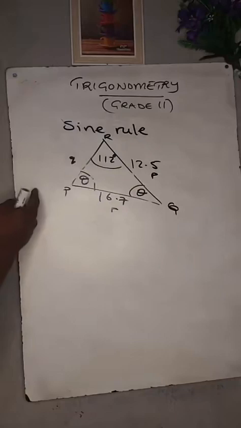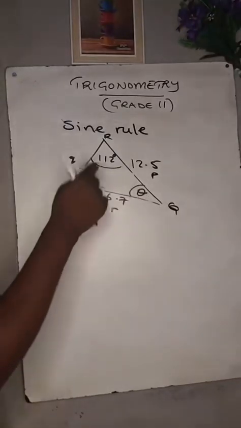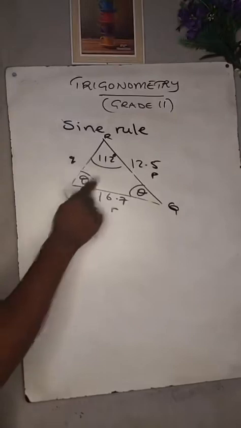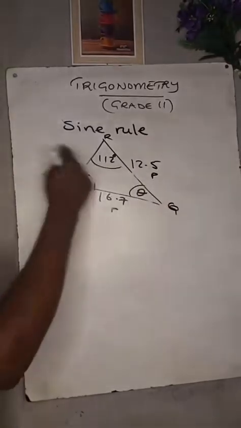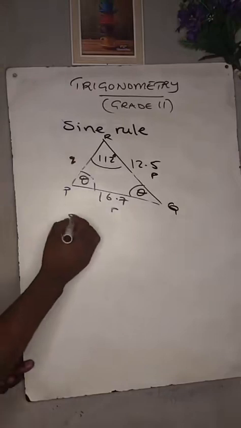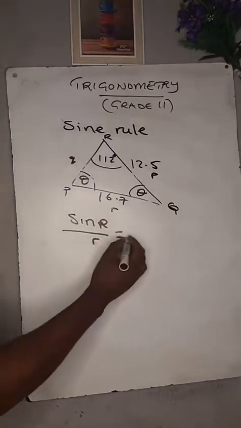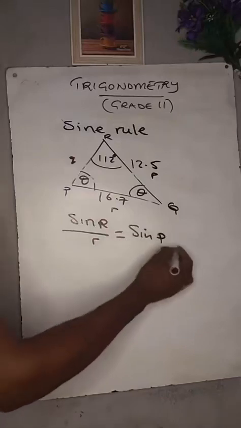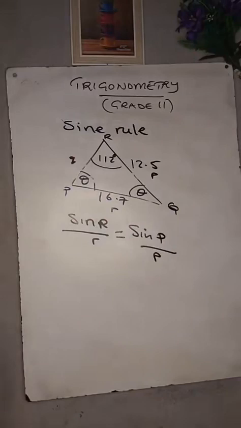Okay? So we can't find this angle without knowing this angle first, because the angle for this side has been given, but the angle that we need to find doesn't even have a side. So how is it going to be? We are going to say sine r over small r is equal to sine p over small p. That's the formula we use.